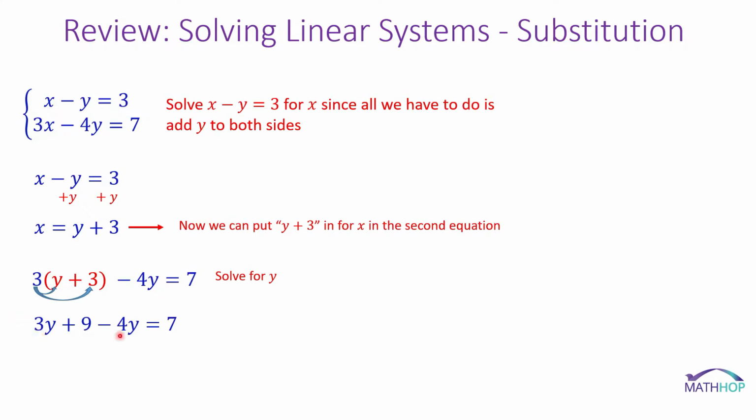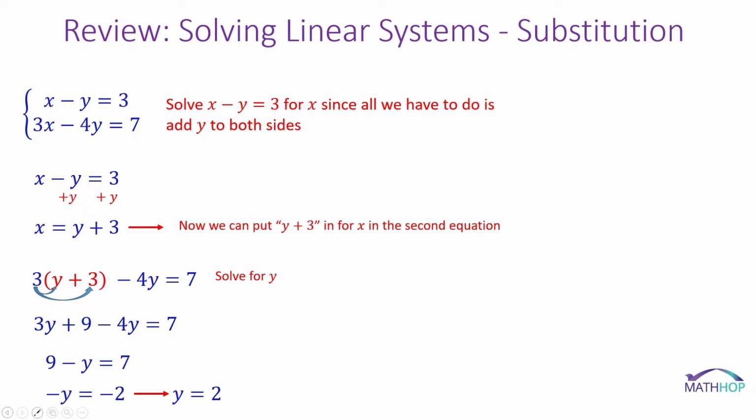We're just going to combine like terms. 3y minus 4y is negative y, so we get 9 minus y equals 7. Subtract 9 from both sides, you get negative y. Be sure to bring down this negative y. Don't lose your negative sign. Negative y equals negative 2, so there we see that y equals 2.